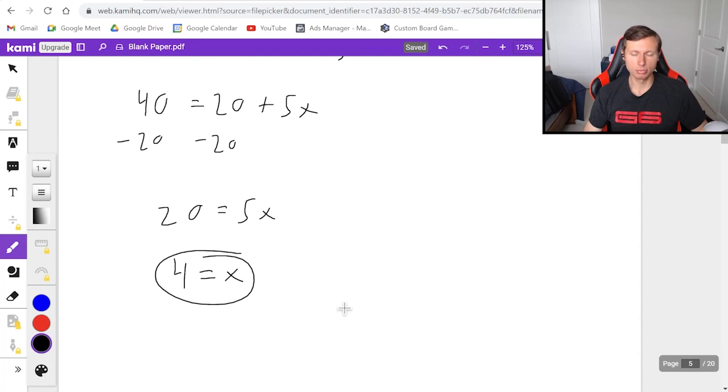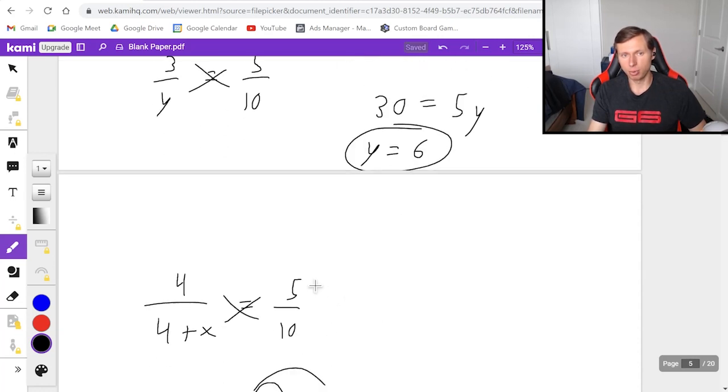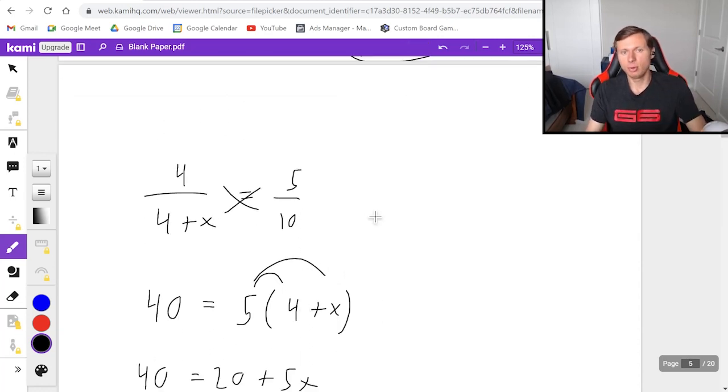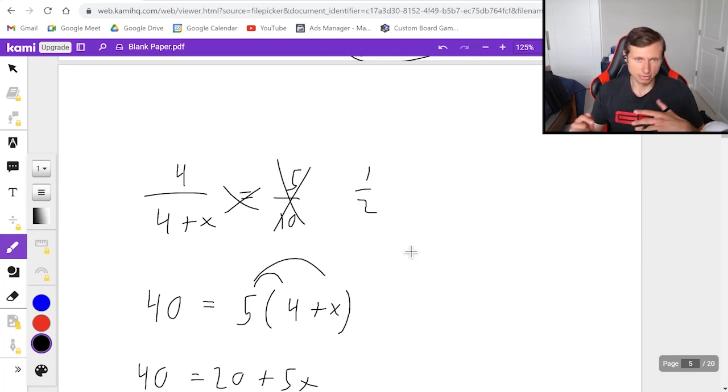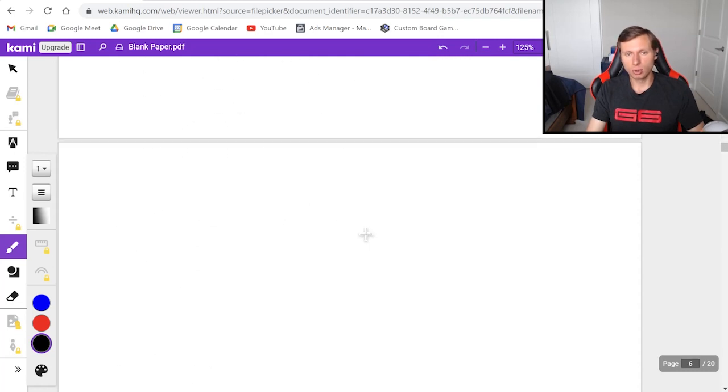Now, by the way, there's more than one way to do this algebra. The most important part, though, is the proportions. And if, instead of using 5 over 10, you want to convert that to 1/2, that's fine as well. I don't care. But as long as you're setting up the proportions correctly, that's the important part. Now, let's look at just one more example, and then we'll be done for today.